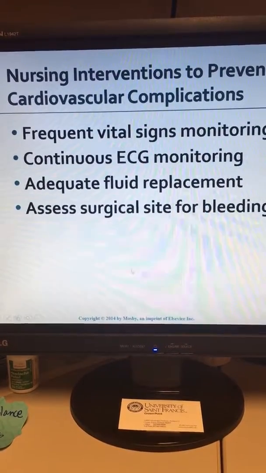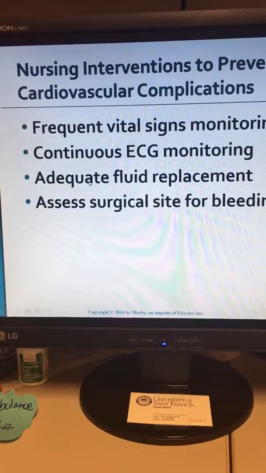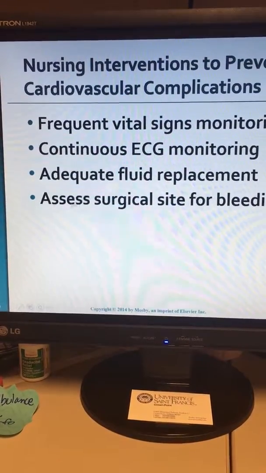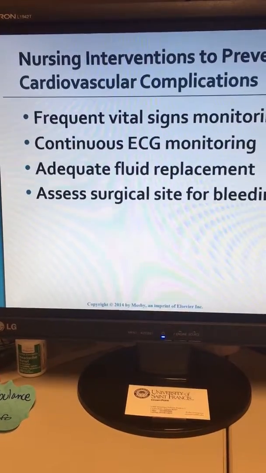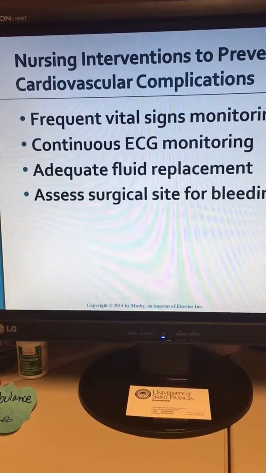Back to this slide, if the patient has a low blood pressure, then we might want to check their I&O, and otherwise we also want to check our surgical site as well, see if there's any bleeding.